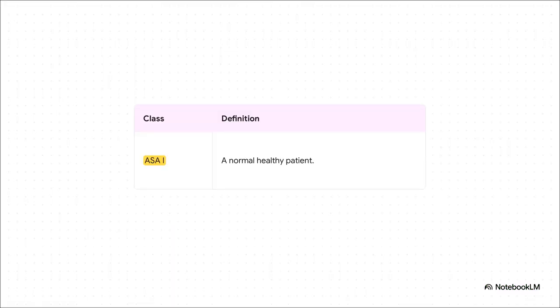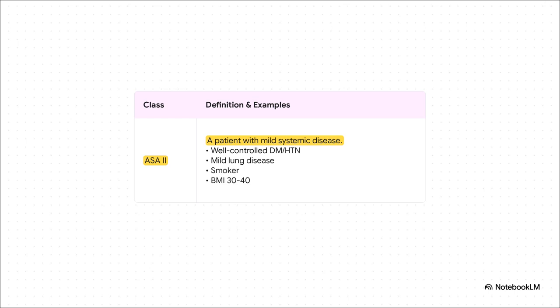So, ASA 1 is as straightforward as it gets. It's your baseline, a totally healthy, non-smoking patient who barely drinks alcohol, if at all. There are no underlying issues, no organic, physiologic, or psychiatric problems. Think of that young, fit patient coming in for an elective ortho case. Easy peasy.